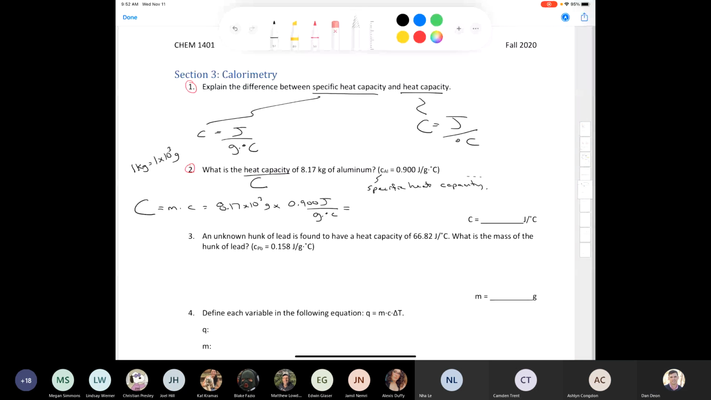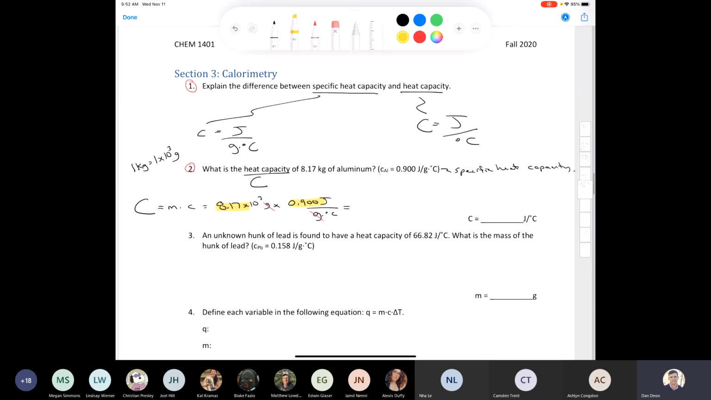Look at what happens when we do that. The units of grams cancel out, and we're left over with joules per degree Celsius, which are the units of heat capacity. So when we multiply out all that in our calculator, we end up with an answer that should have 3 sig figs, because we have 3 sig figs in our mass, and we have 3 sig figs in our specific heat capacity. So when I multiplied that out in my calculator, I got 7.54 times 10 to the power of 3 joules per degree Celsius.